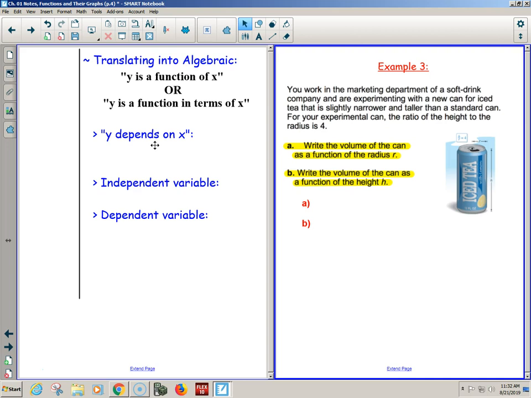You work in a marketing department of a soft drink company and are experimenting with a new can for iced tea that is slightly narrower and taller than a standard can. Arizona iced tea. For your experimental can, the ratio of the height to the radius is 4. Letter A says, write the volume of the can as a function of the radius R. Basically, A says, cool, give me a volume formula, a volume equation using all the information from above.